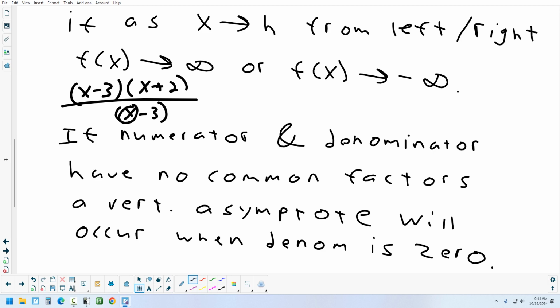A hole? Yes, there's a hole in the graph. So if I asked you to tell me the vertical asymptotes of this function, you would say there are none. There will be a hole at 3. Now, if I did this and asked, what are the vertical asymptotes? Now the numerator and the denominator don't have any common factors. So we could say that there is a vertical asymptote when the denominator is 0, which is at 3.